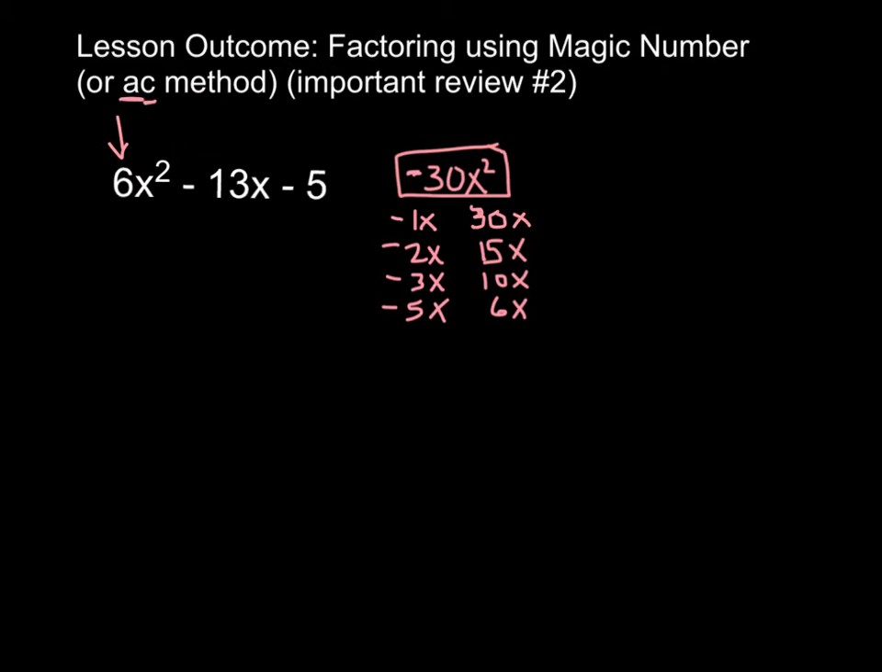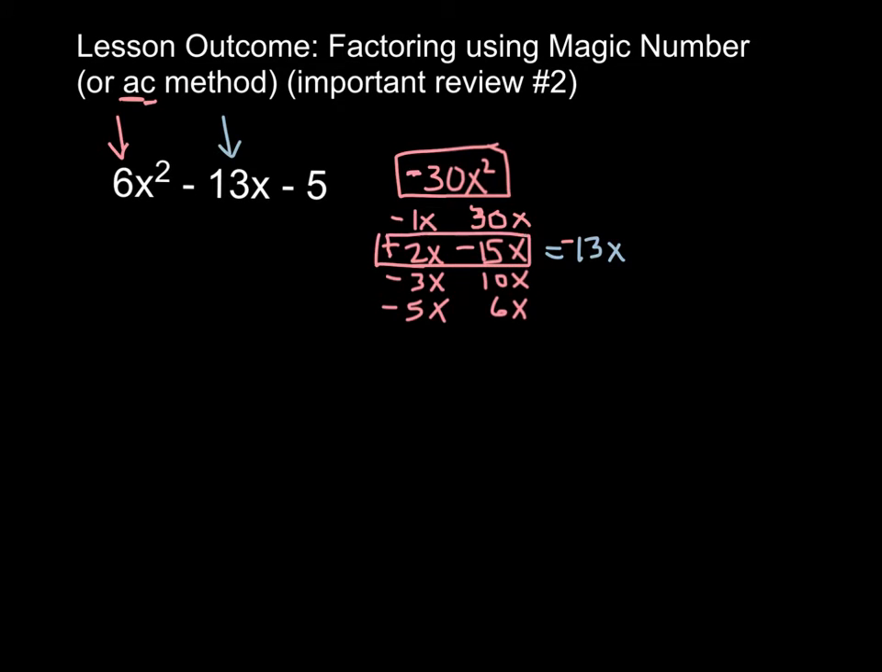Now that we have all the factor pairs, we look for which factor pair adds up to our middle term of negative 13. We see that right here, this adds up to 13x, and again we need negative 13, so this is where we need to switch our signs from a negative 2x to a positive 2x, and from positive 15x to a negative 15x. These will now add up to negative 13x, which is what we need.